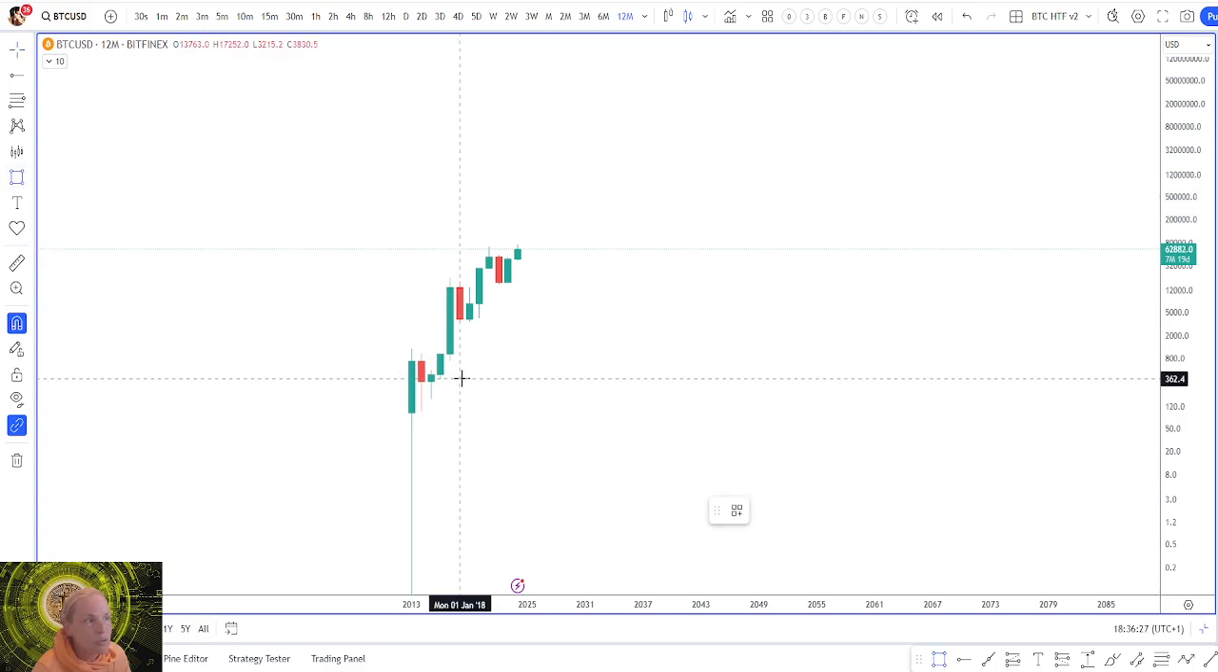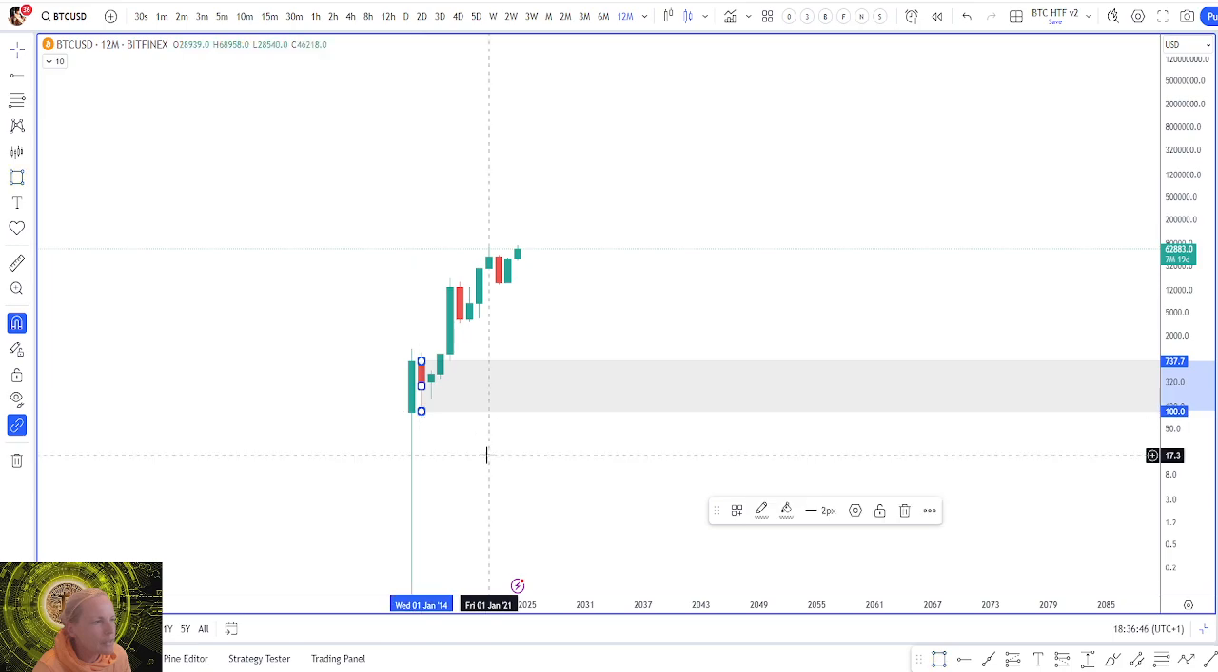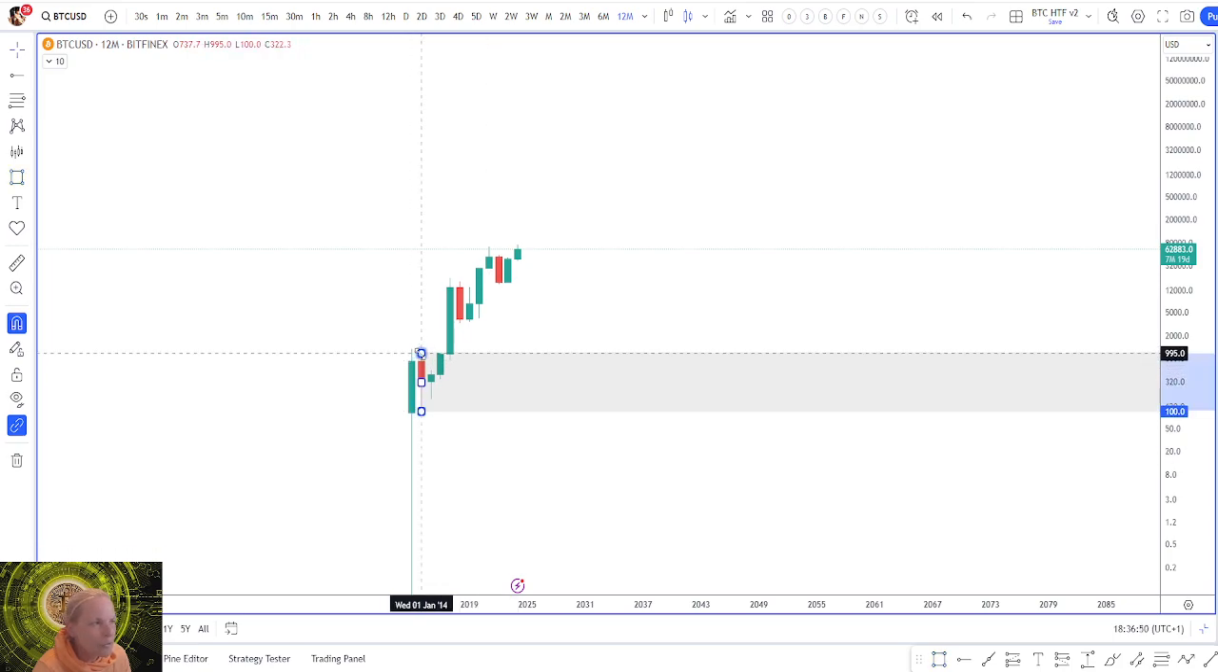Now people can choose to draw these how they like. All I'm doing is telling you how I draw it, and this is consistent with some of the public people. Sam Seiden, for example, is one of the people whose literature on supply and demand I looked at. I think he's consistent with this, but I think ICT uses order blocks. I believe he might use the top of the wick.